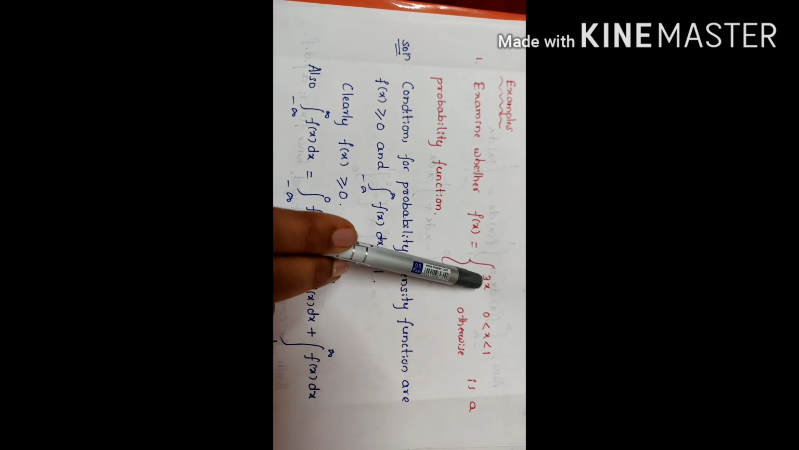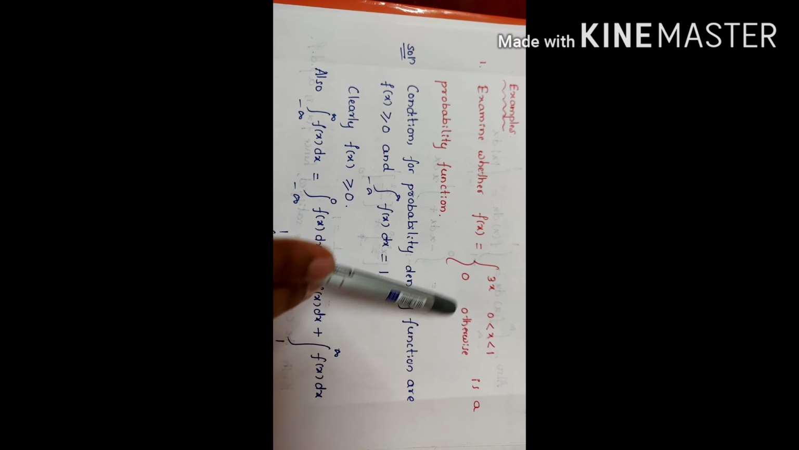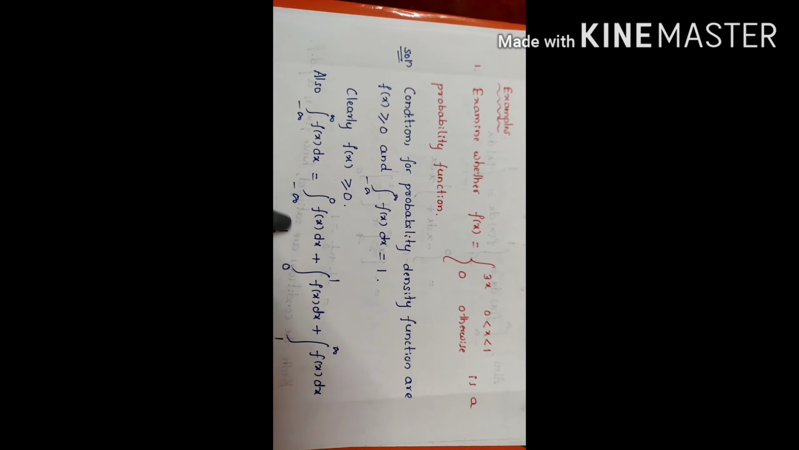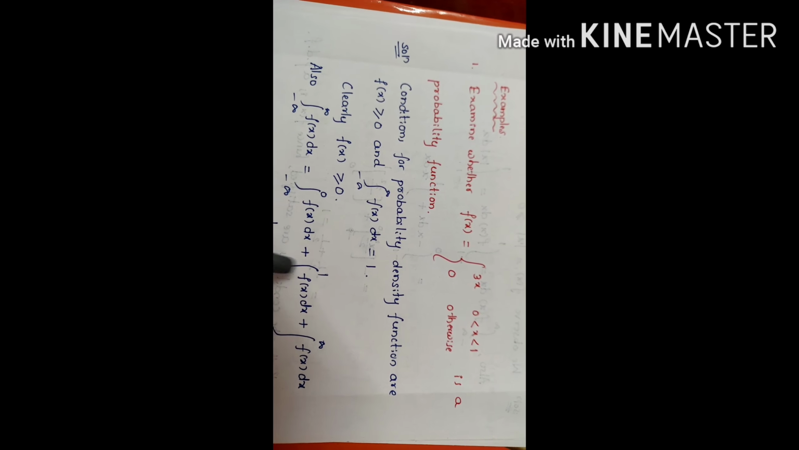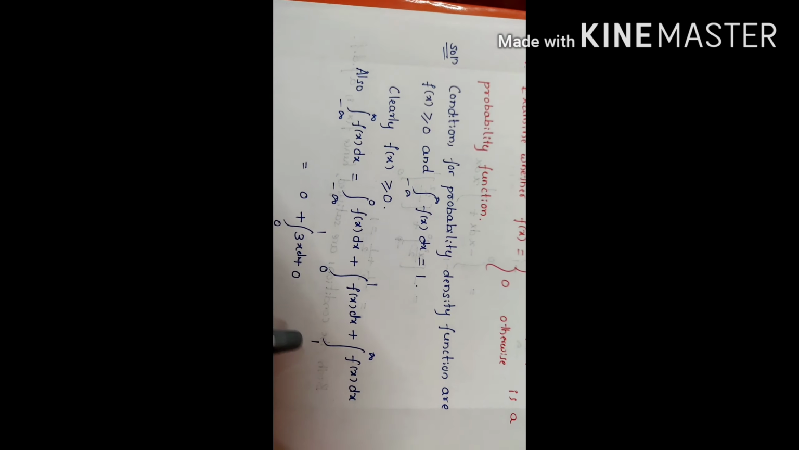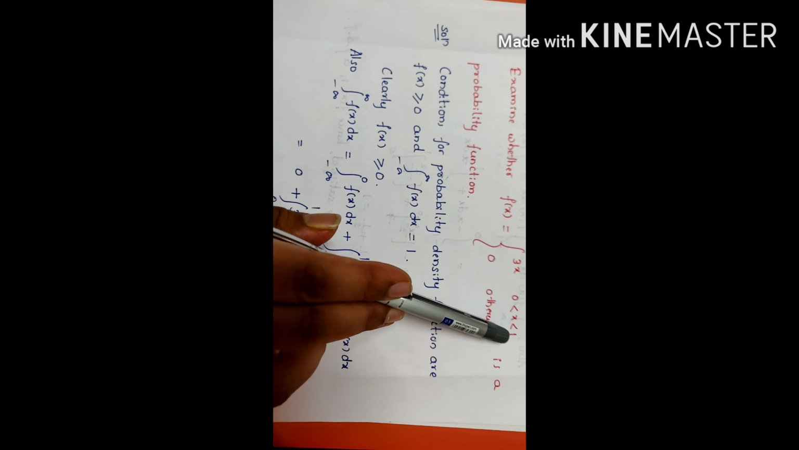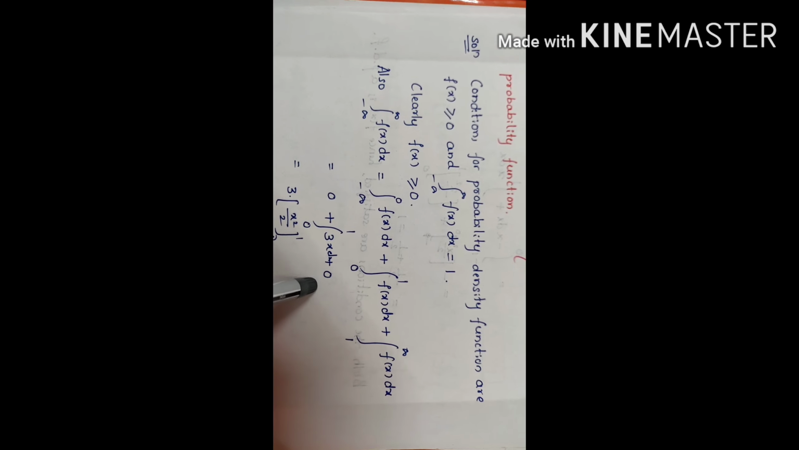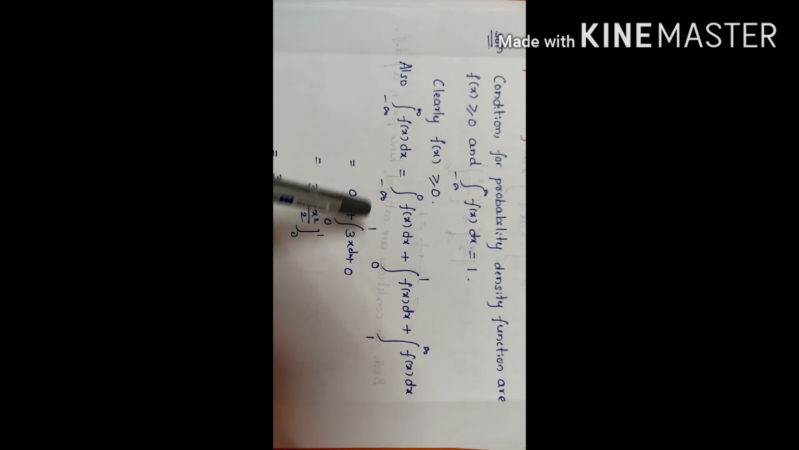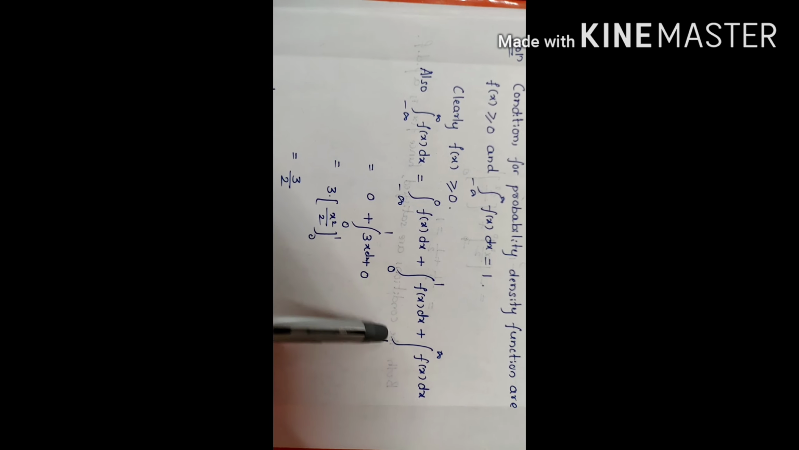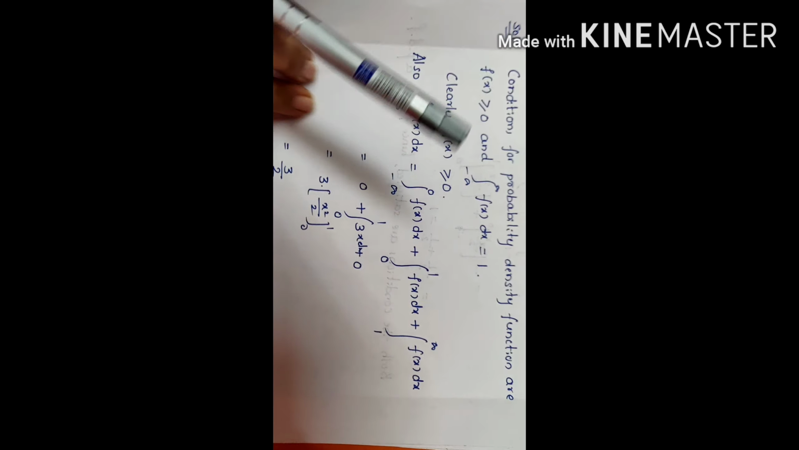The function takes the value 3x only between 0 and 1. In the remaining intervals it should be 0. So that's why it is 0, and from 0 to 1 it is 3x. Again, x is only up to 1, so from 1 to infinity the function again takes the value 0. Like this, we have to split the interval and consider the intervals for the PDF.